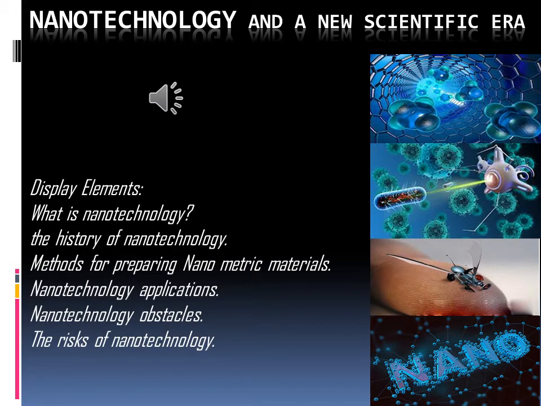Nanotechnology and a new scientific era. 1. Display elements. 2. What is nanotechnology? 3. The history of nanotechnology. 4. Methods for preparing nanometric materials. 5. Nanotechnology applications. 6. Nanotechnology obstacles. 7. The risks of nanotechnology.